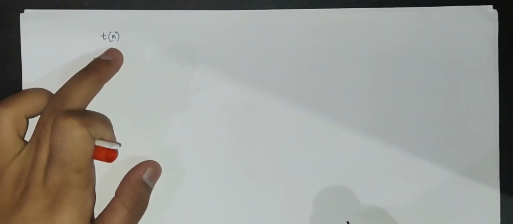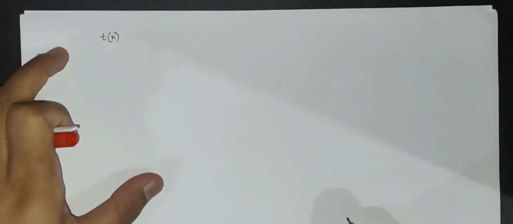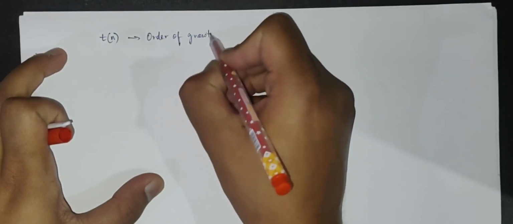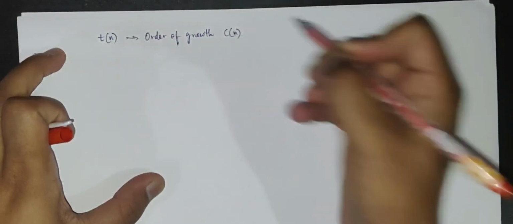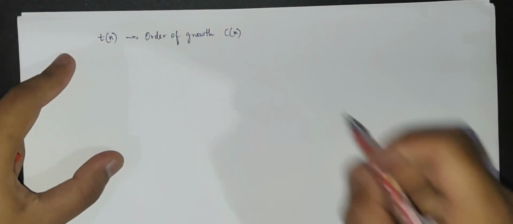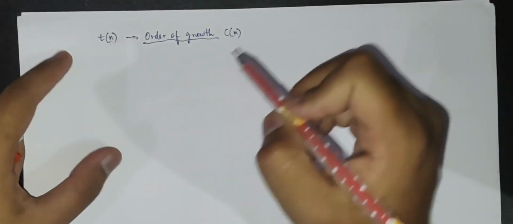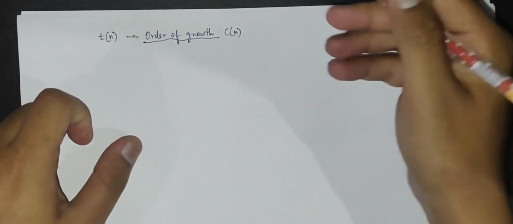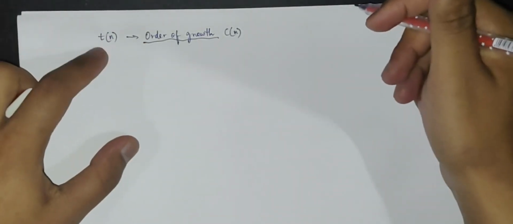So in the last video, we saw how to measure an algorithm's efficiency. We saw that if an algorithm's efficiency is represented by T of n, then this T of n is basically measured using the order of growth of that particular algorithm's basic operations count, C of n. Now we saw the importance of order of growth in measuring the algorithm's efficiency, but how do we denote how efficient the algorithm is?